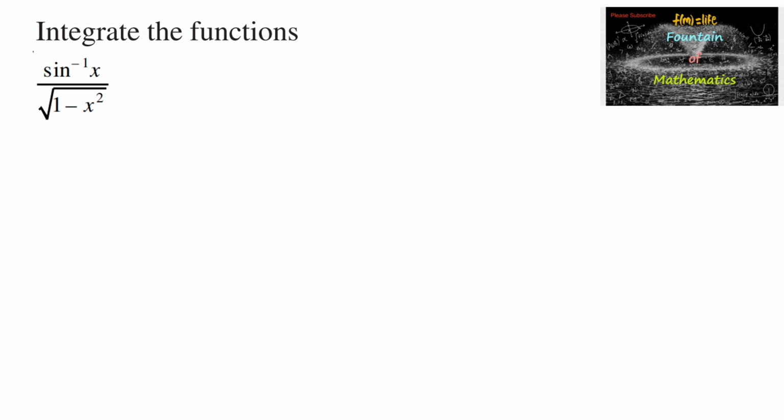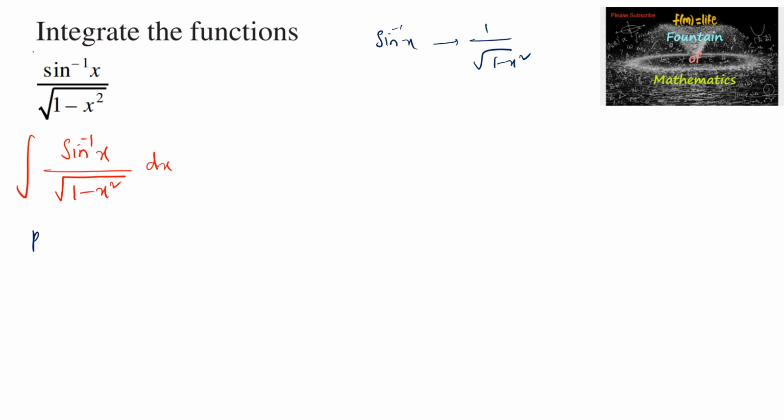Integrate the function sin⁻¹x upon root of (1 - x²). So we can write the integral of sin⁻¹x upon root of (1 - x²) dx. And it's very clear that the differentiation of sin⁻¹x is 1 by root of (1 - x²). So let us substitute sin⁻¹x = t. Differentiating, we get 1 by root of (1 - x²) dx is equal to dt.